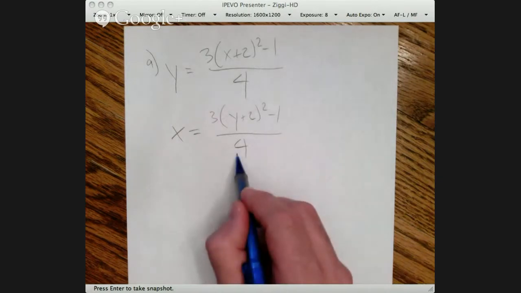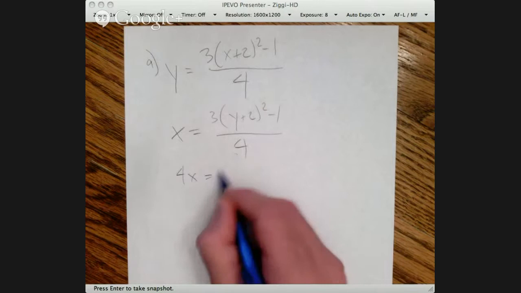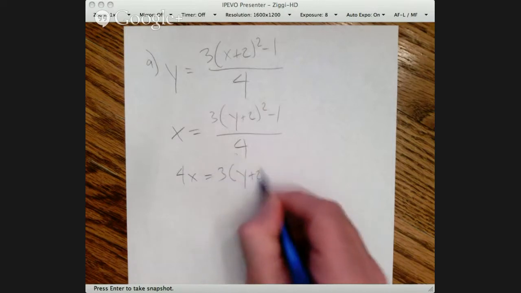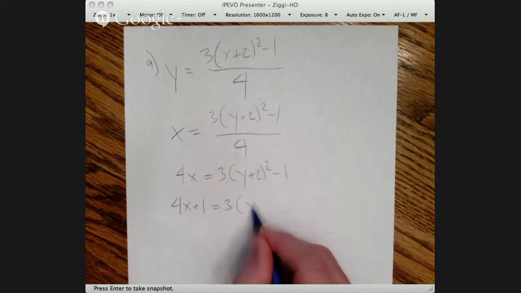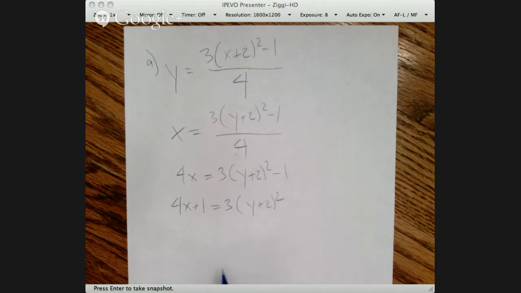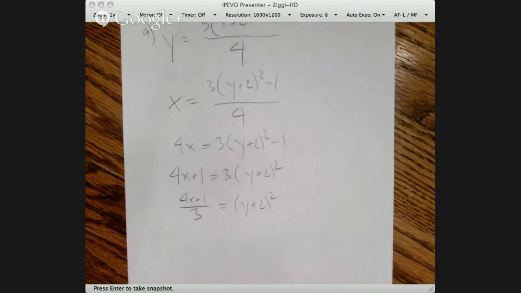Taking this 4, move it over to the other side by multiplying it. So we'll get 4x plus 3 times (y plus 2) squared minus 1. Bring the 1 over, so we have 4x plus 1. It's 3 times (y plus 2) squared. I'm going to divide by 3, so (4x plus 1) over 3 equals (y plus 2) squared. If I got to get rid of that squared, I'm going to do a square root. This is ugly, but I don't care.